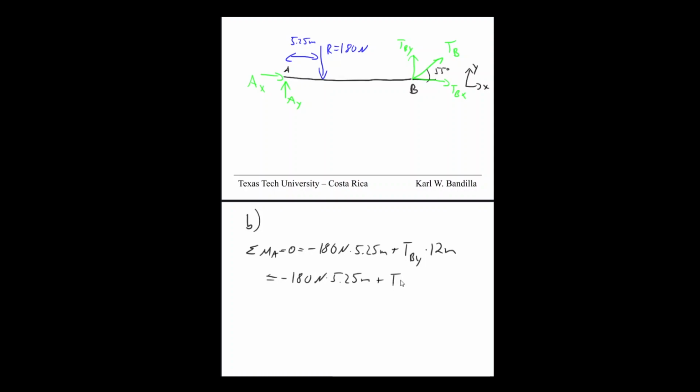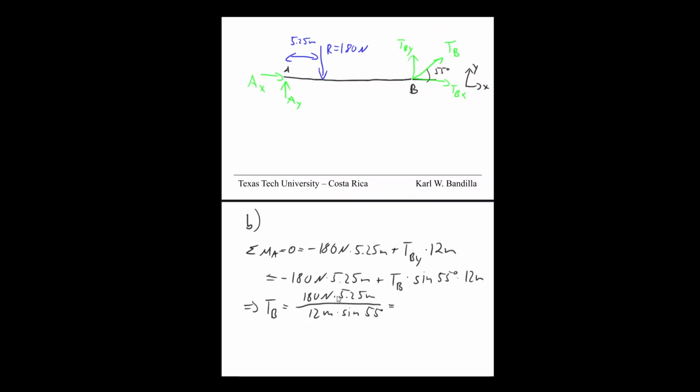TBY is equal to TB times, that's that component, it's the opposite leg, so it would be times sine of 55 degrees times 12 meters. That means if I solve for TB, I would bring that over, so it'd be 180 Newton times 5.25 meters divided by 12 meters times sine 55 degrees. Let's have a quick check on units.